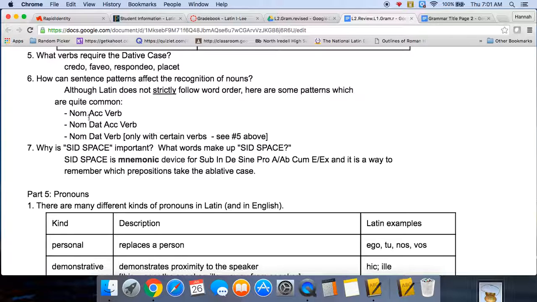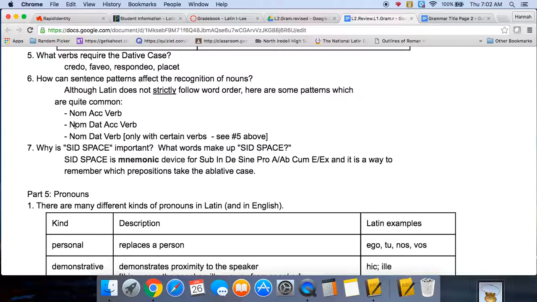But the tendency is, if you have a 3-word sentence, that you will have a nominative, accusative, verb order. So when you translate, you start with the first word, you bounce to the last word, and then you go back and pick up the middle. If you have a longer sentence, you might have a nominative, dative, accusative with the verb. And so you're going to start with the nominative.